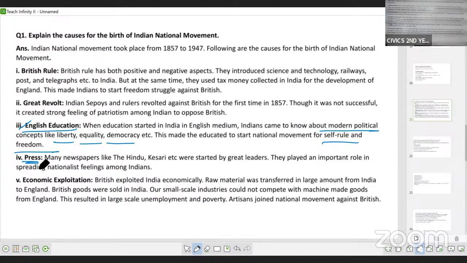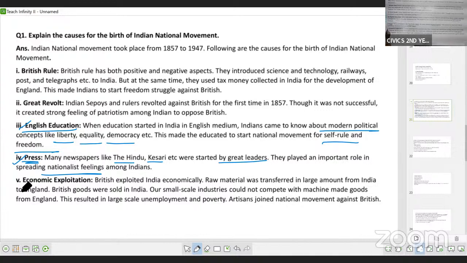Next is the press. Press means newspapers. During that time we did not have electronic media. We had only print media, that too newspapers. Many newspapers like Hindu, Kesari and Amrit Bazar Patrika were started by great leaders like Motilal Nehru. These newspapers were published in local languages, and through them the leaders could spread nationalist feelings among the Indians. They used to publish the exploitative policies of the Britishers in the local languages. So the press played an important role in spreading nationalist feelings.